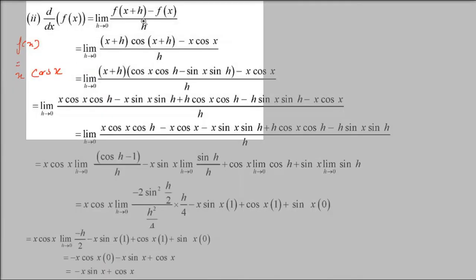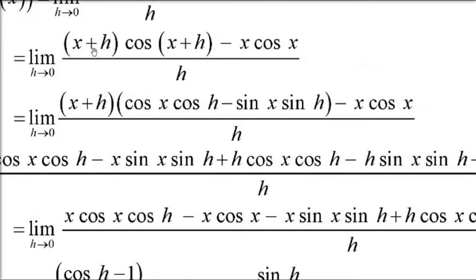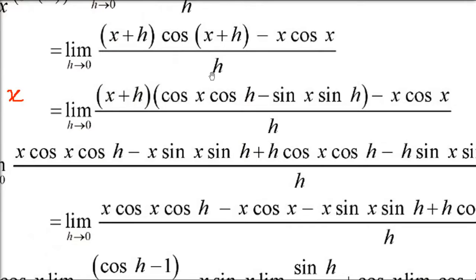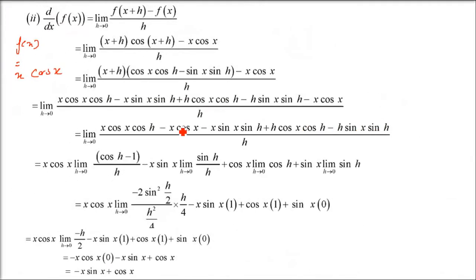So x cos x, same thing we have to do, f(x + h). Wherever x is there, just replace it by x + h. So (x + h) cos(x + h) minus x cos x, and divided by h. So cos(a + b) is cos a cos b minus sin a sin b. You have to multiply these two terms, and you have minus x cos x already there.